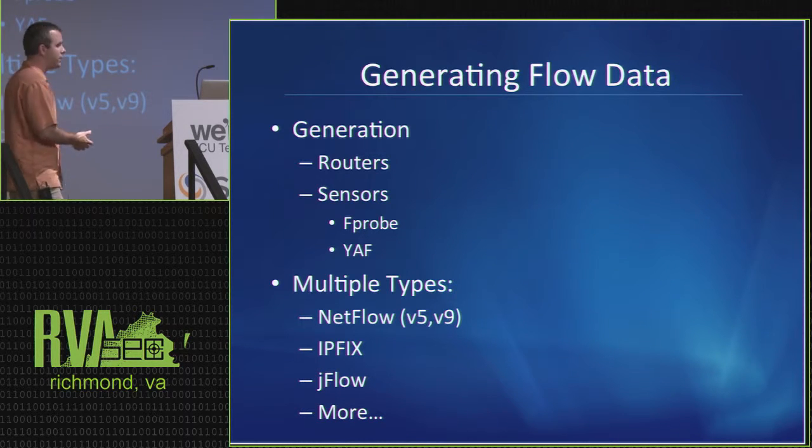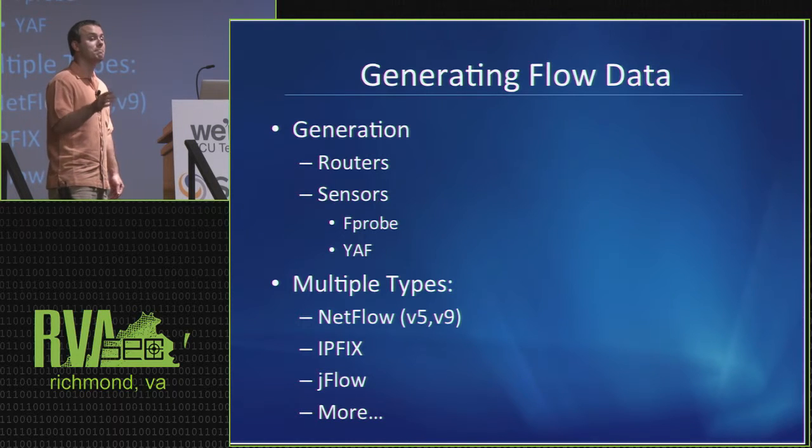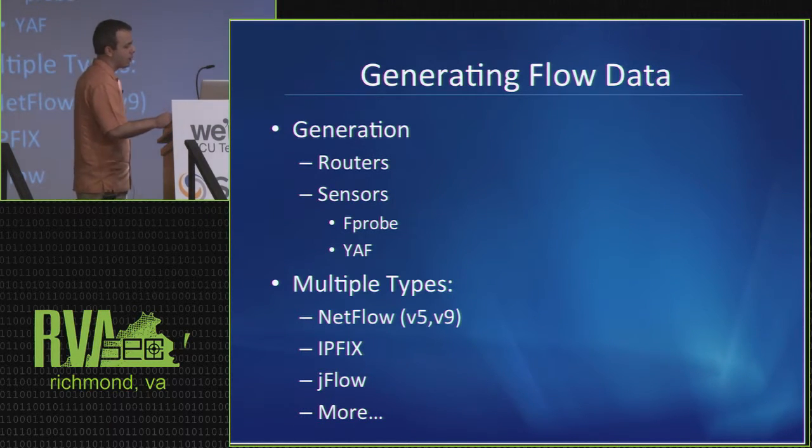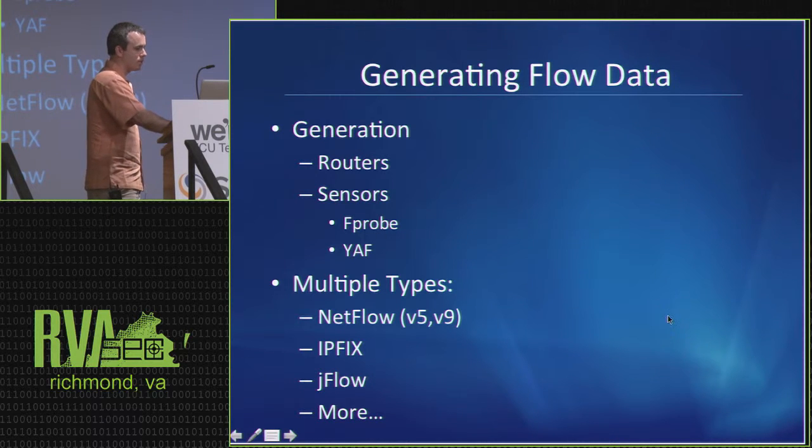You really want to have unsampled data, and the best way to do that is to generate it on your own, maintain the device on your own, and it's actually very easy to do so. There are multiple flow types, as I mentioned before.